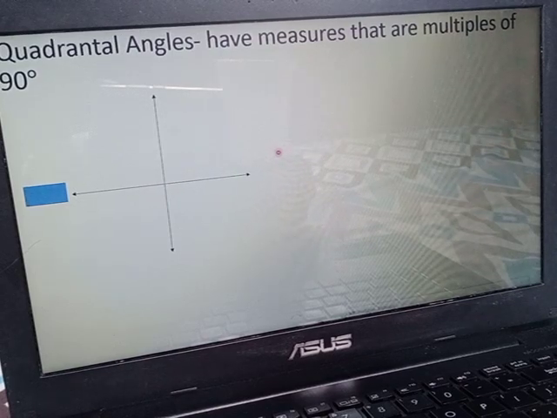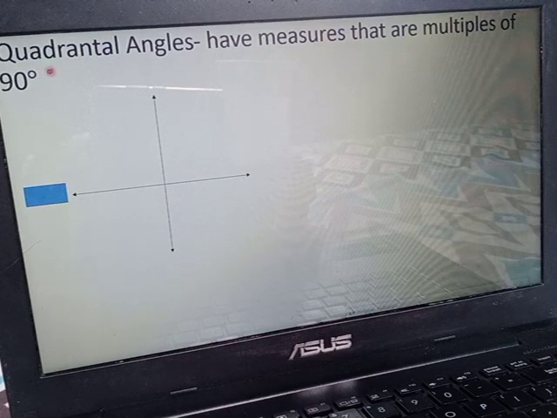So we have the word quadrantal angle. What do we mean when we say quadrantal angle? It has measures that are multiples of 90. So multiples of 90, we have 90, 180, 270, and so on.